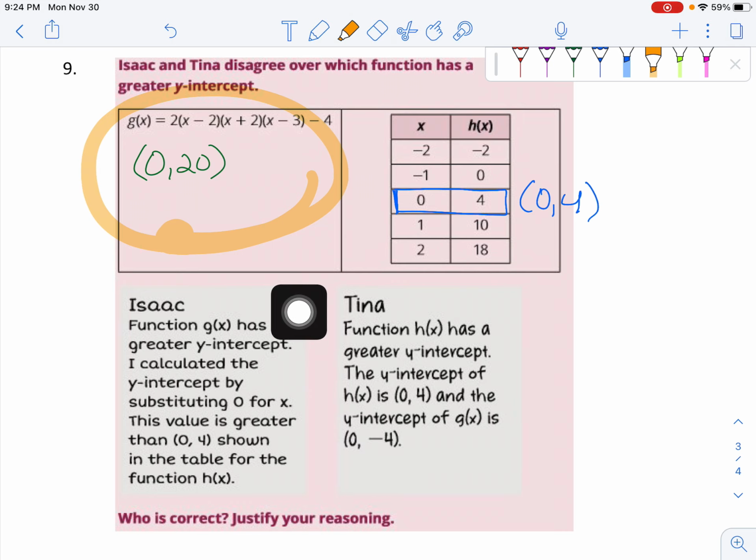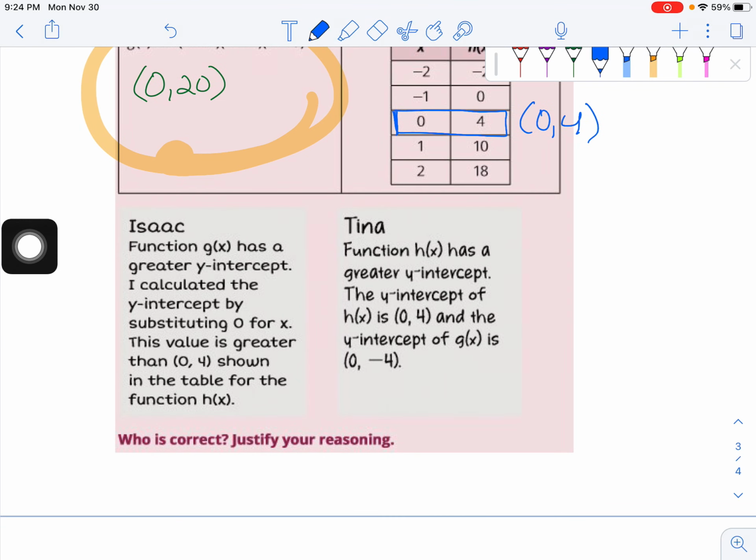Oftentimes after we've shown you standard form for quadratics, a lot of students say, whatever this last number is, this has to be the y-intercept, and that's just not true. To find the y-intercept, you can use the technology like I did, or replace all of these x's with zeros and then figure out what happens when you multiply it out. In this case, you get 20, not negative 4. So Isaac is correct here. Let's go ahead and mark Isaac as being correct.